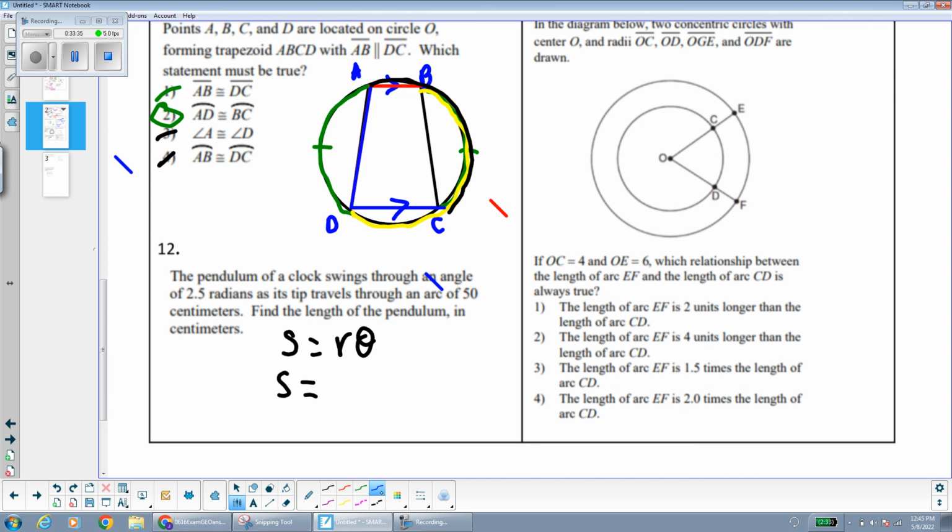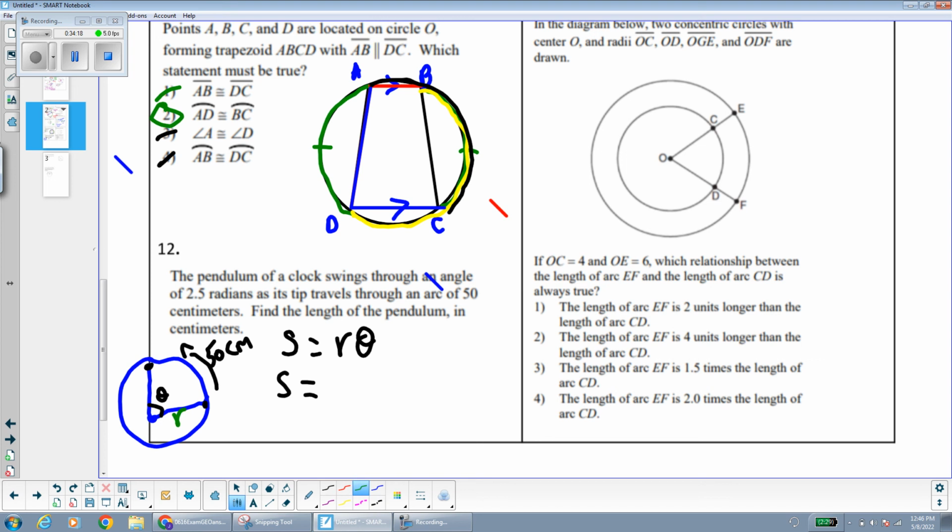Oops, I misread the question, and that's why it's a good idea to always draw a diagram. So the pendulum is swinging around in a circular motion, and here's my pendulum of the clock swinging around and around in a circular manner. So we're told that the angle is 2.5 radians, and its tip, so the tip of the pendulum, which would be like here or here as it's going around, or somewhere else on the circle, travels through an arc of 50 centimeters. So it's actually giving us the arc length.